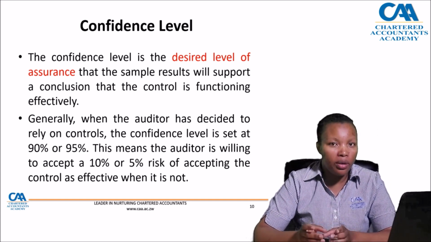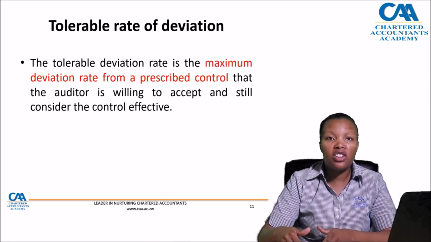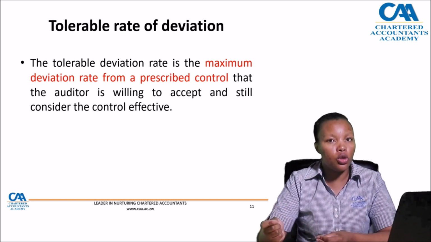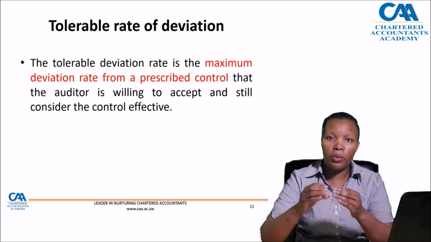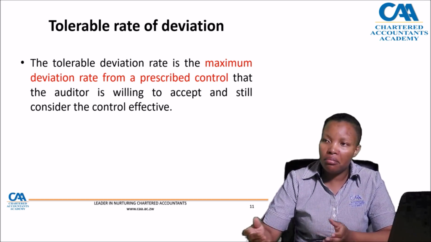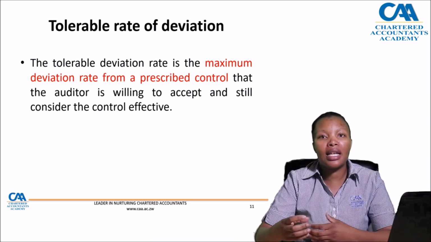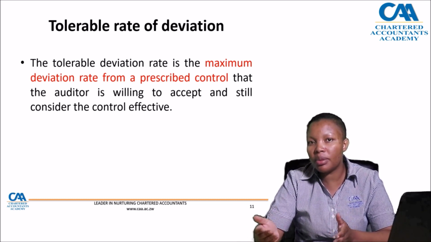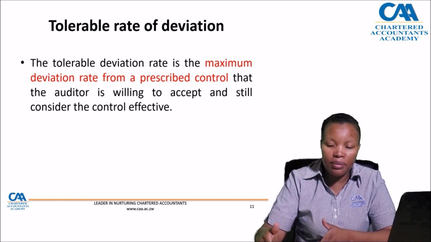Then we've got our tolerable rate of deviation. Now the tolerable rate of deviation is the maximum deviation rate from a prescribed control that the auditor is willing to accept and still consider the controls to be effective. So what does this mean? This means that there's a rate. Remember we talked about our confidence level, to say maybe it's 90%. So there's a maximum, maybe 12% deviation from the expected, which will be leaving you with a rate of 88% confidence level, or to say that the controls are working, 88% the controls are working.